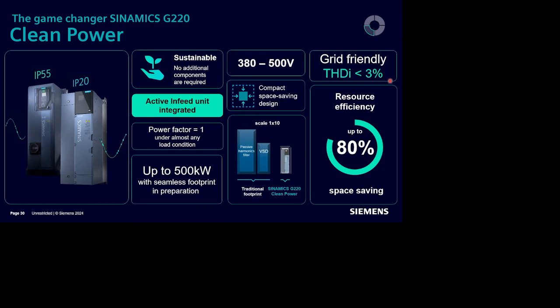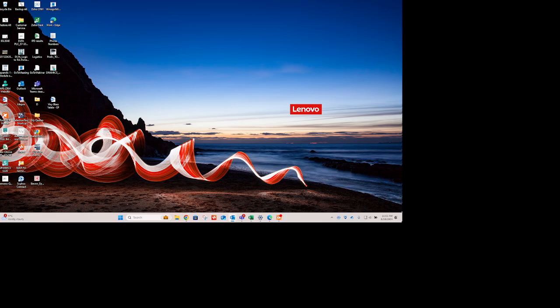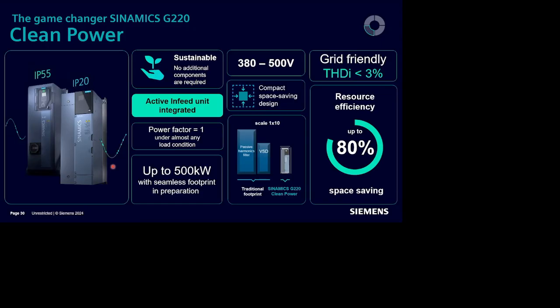We are very proud of it because it was developed by our vertical integration team and just released this month. What other benefits? It is a very compact, space-saving design. It's exactly the same footprint in the G220 general purpose and this Clean Power variant. It has exactly the same dimensions. And if we compare here, please look at this picture.